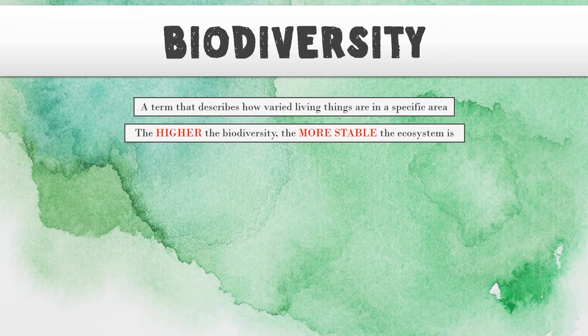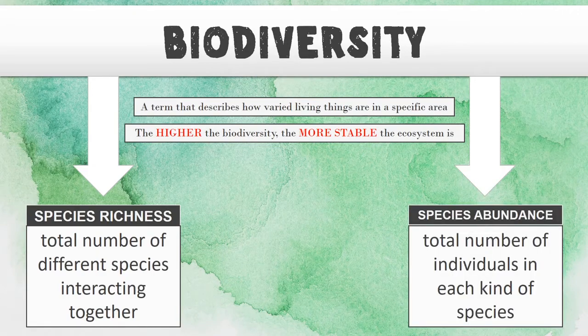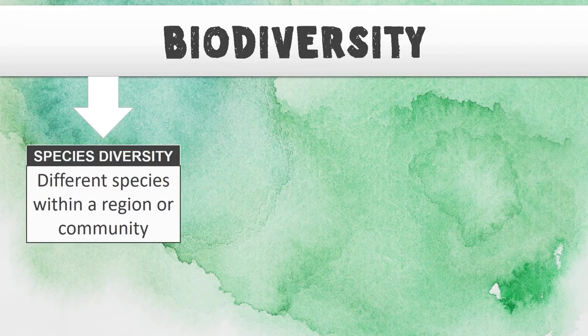It can be measured through its species richness, the total number of different species interacting together, and species abundance, the total number of individuals in each kind of species. Biodiversity identifies three levels of biological variety. First is species diversity, which refers to the different species within a region or community. Examples are 4 or 5 different species of tree in a woodland forest and 100 different species of fish, crustaceans, and coral in a certain reef.